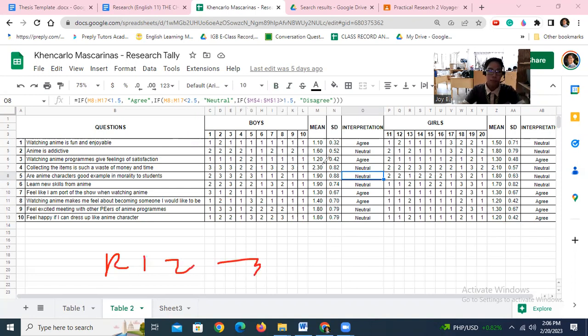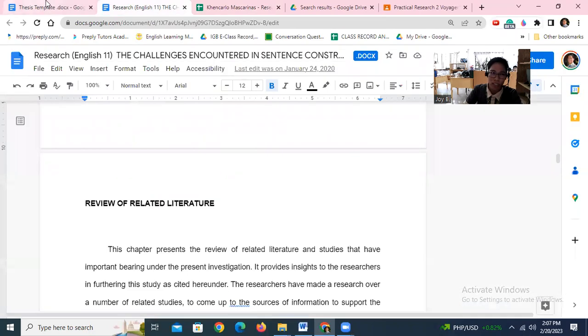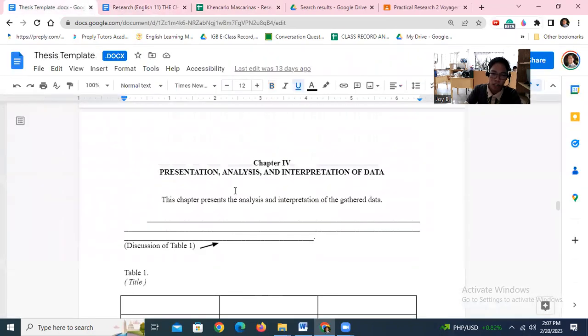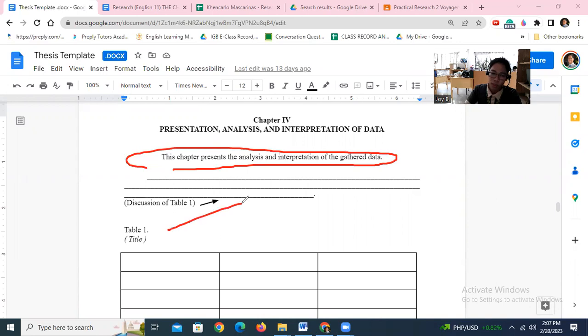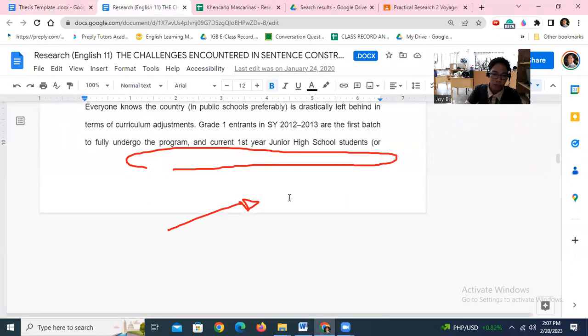Okay, that's good. So after you answer your table, you need to go back to chapter 4. We have the presentation, analysis, interpretation of data. Okay? So you will explain here, this chapter represents the analysis and interpretation of the gathered data. So you also need to explain here. Okay? So example, let me go back again here. Ano naman?